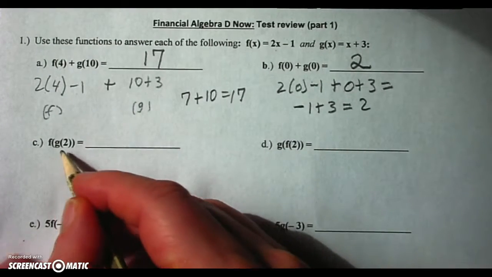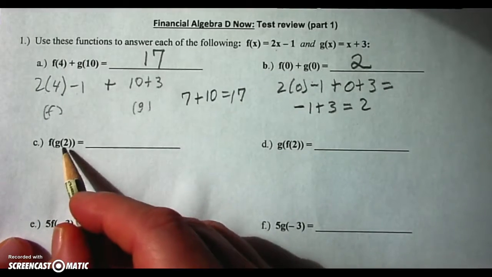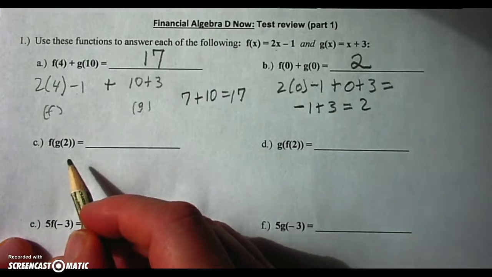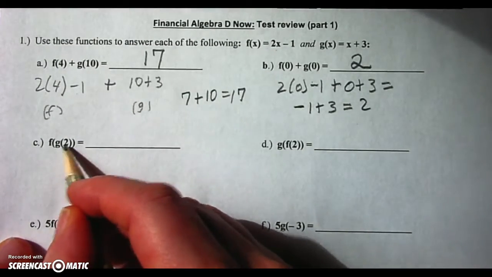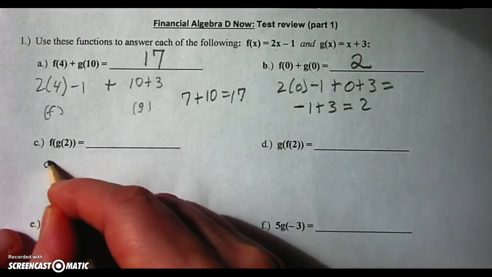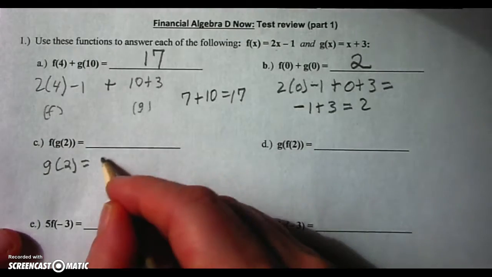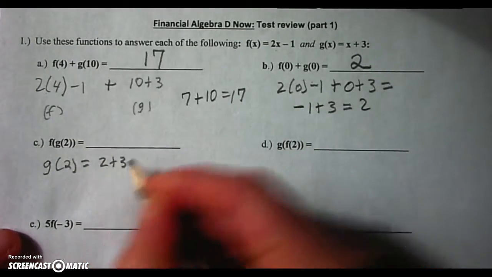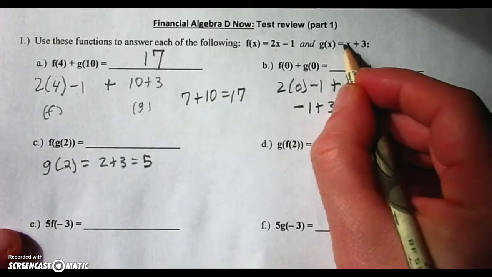Okay, f of g of 2. So now we're doing a composite function. We have to do two things at the same time. This is telling us to do g first, and then what we get for an answer for g, we're going to put into f. So g of 2, remember we're putting 2 into the g machine, so that's 2 plus 3, which is 5.